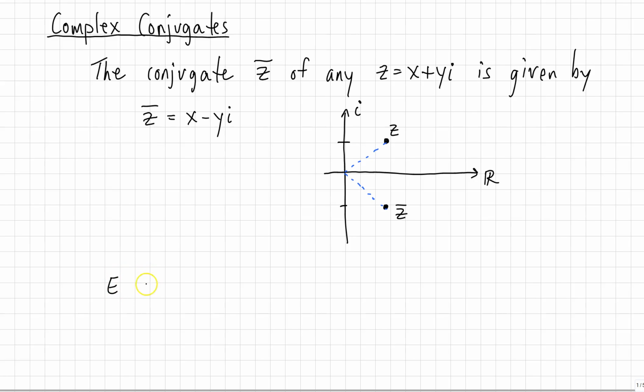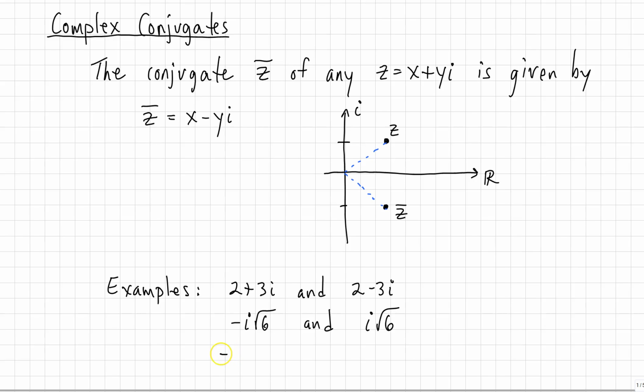So just to see some actual examples, you could have 2 plus 3i, and its conjugate would be 2 minus 3i. Negative i times the principal square root of 6, its conjugate would be positive i times the principal square root of 6. Negative 5 plus 7i and negative 5 minus 7i would also be conjugates. So the idea is that the real part would be the same and the imaginary part would be the opposite.